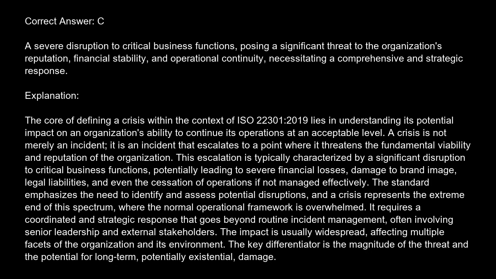The correct answer is C. A severe disruption to critical business functions, posing a significant threat to the organization's reputation, financial stability, and operational continuity, necessitating a comprehensive and strategic response. Explanation. The core of defining a crisis within the context of ISO 22301:2019 lies in understanding its potential impact on an organization's ability to continue its operations at an acceptable level.